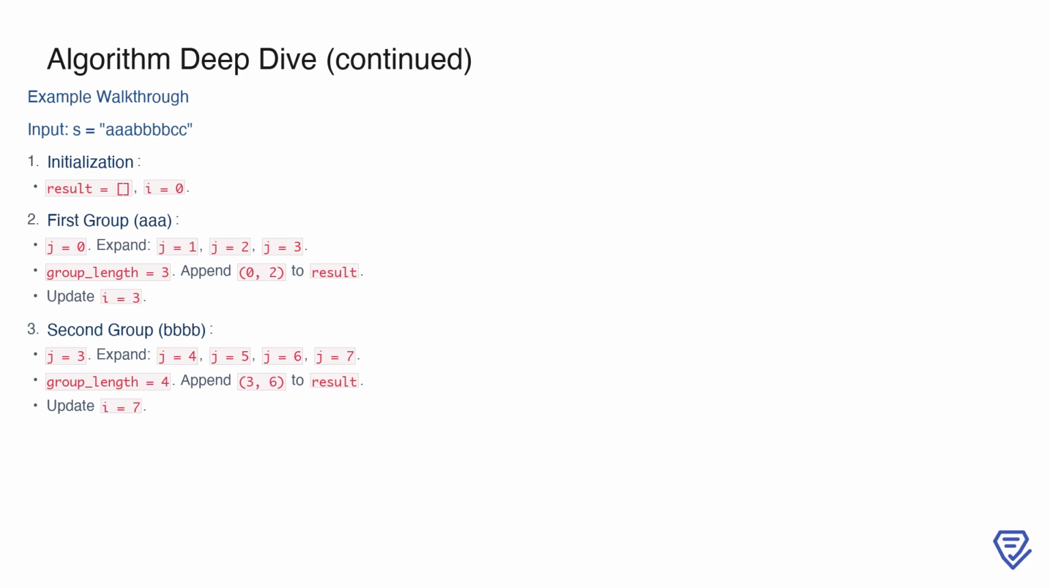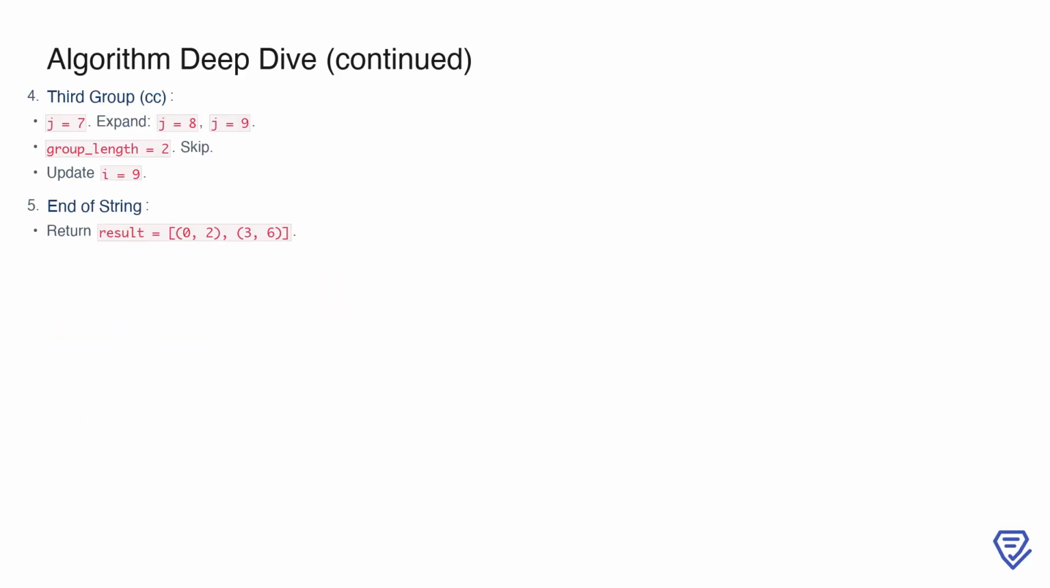The group length is 3, so we append 0, 2 to the result list. We then update i to 3 to move to the next group. The second group consists of BBBB. Here, j starts at 3 and expands to 4, 5, 6, and 7. The length of this group is 4, so we append 3, 6 to result. Once again, we update i to 7.